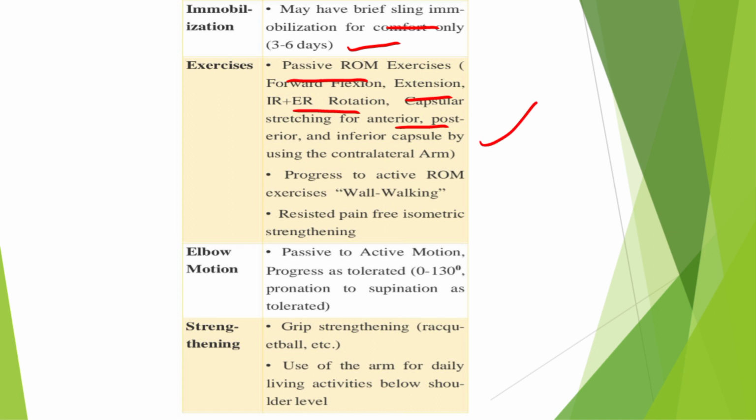Progress from passive range of motion exercises to active range of motion exercises, wall walking of the shoulder, and resisted pain-free isometric strengthening. Isometrics means same length. So we start with passive and go on to active range of motion exercises.